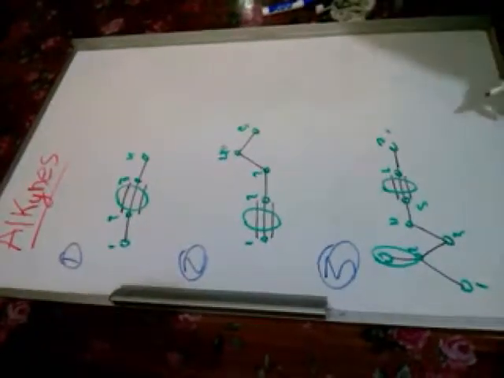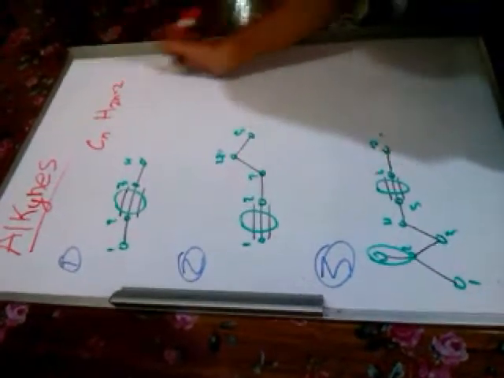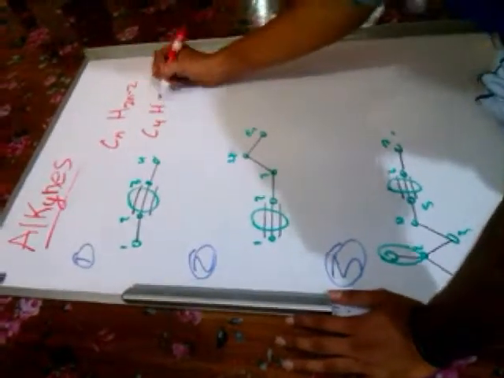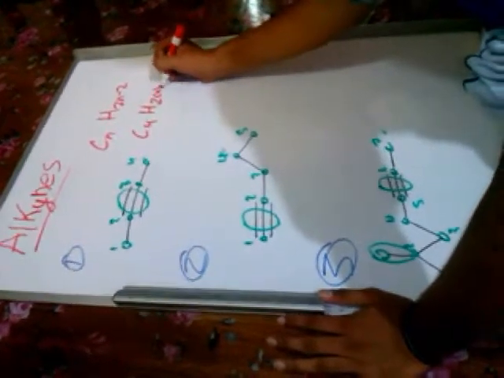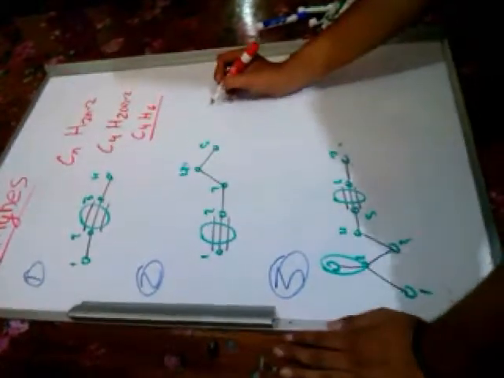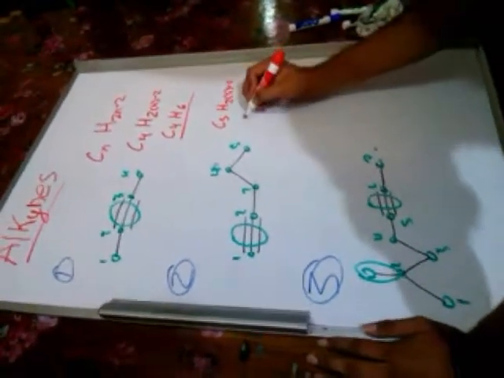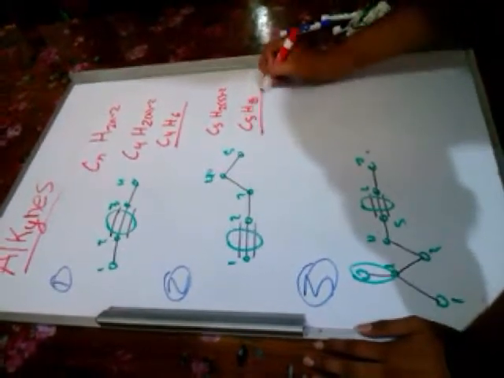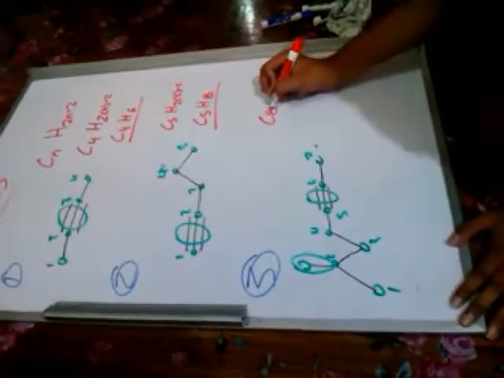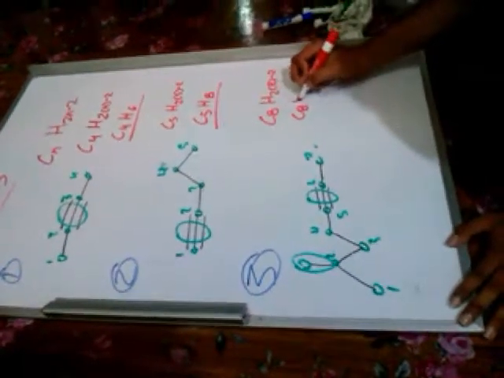And also for alkynes we have the formula CnH2n-2. So we need to apply this formula. For example, here we have 1, 2, 3, and 4, so it will be 4 carbons. So it will be H2 times 4 minus 2, so C4H6. In the second, we have 1, 2, 3, 4, 5, so it will be C5, H2 times 5 minus 2, so C5H8. And in the last, we have 1, 2, 3, 4, 5, 6, 7, and 8, so it will be C8, H2 times 8 minus 2, so C8H14.